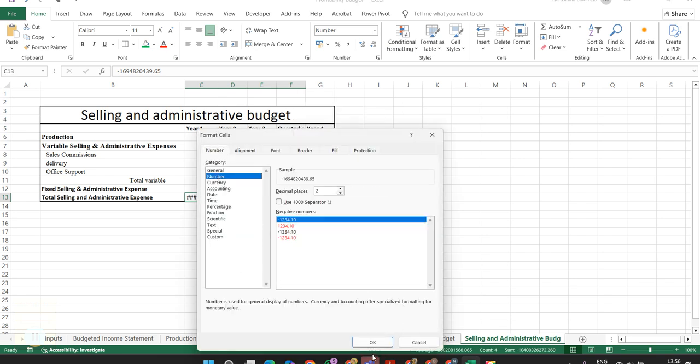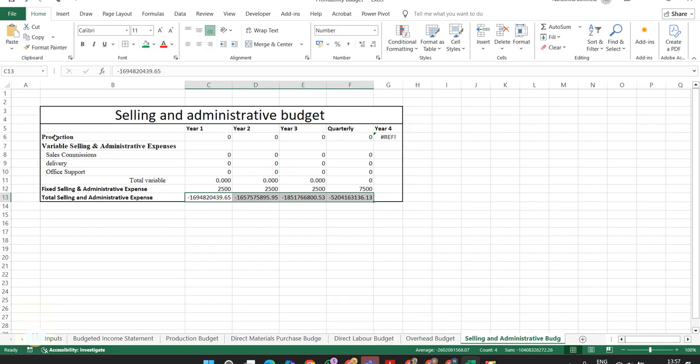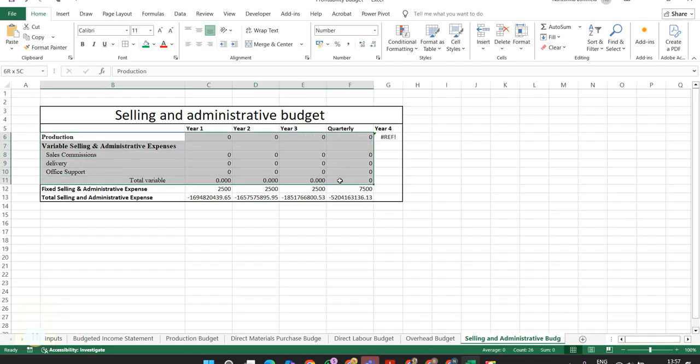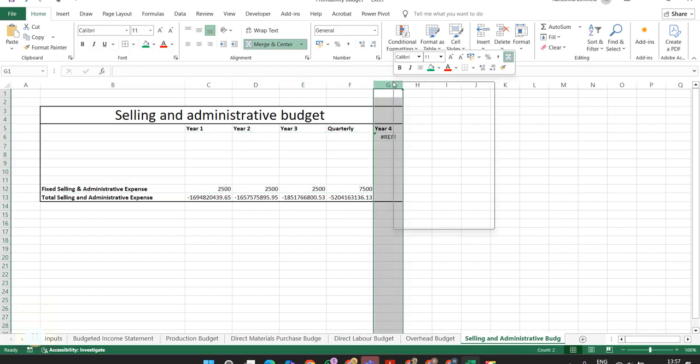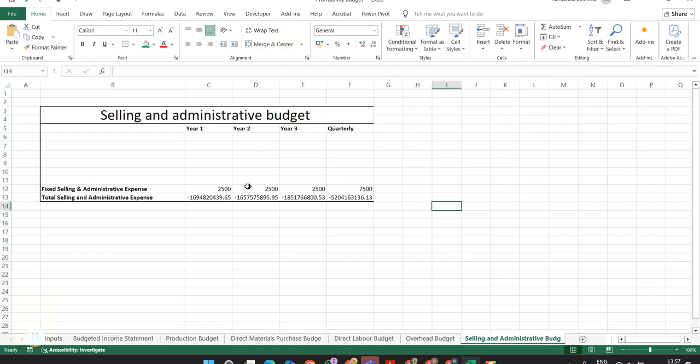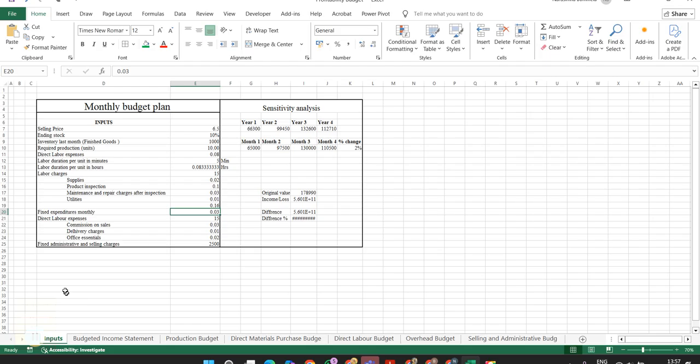Format the cell and make it a number. Now we don't need all these things. Fixed administrative expense, you can take some reference for it. Again, you can make some assumption, like this value will be the fixed administrative expense. What is given here? This is the value, right?